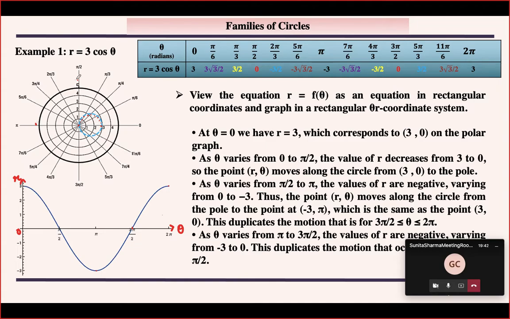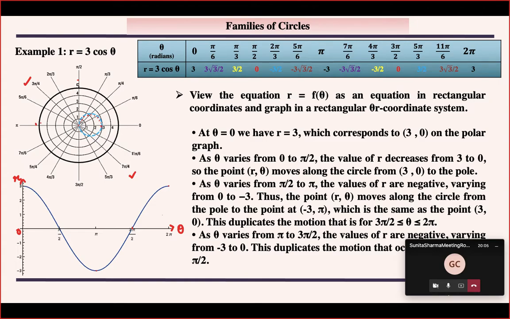Okay, it is the second quadrant, but because your r is negative, it will be in the vertically opposite quadrant, which is this one. So instead of being in the second, it will now be in the fourth because r is negative, and here the values are changing from 0 to minus 3. Obviously minus 3 will be shown at 3 itself.